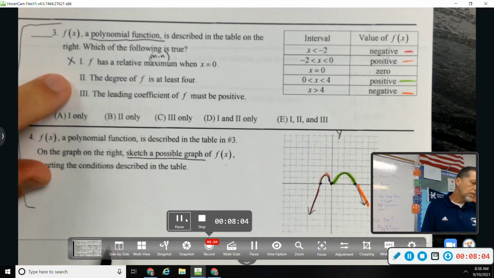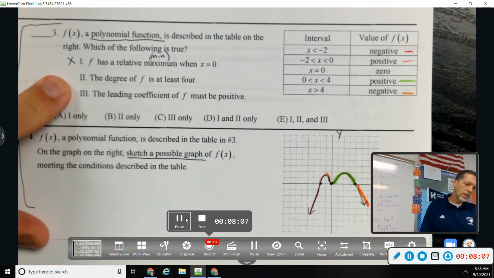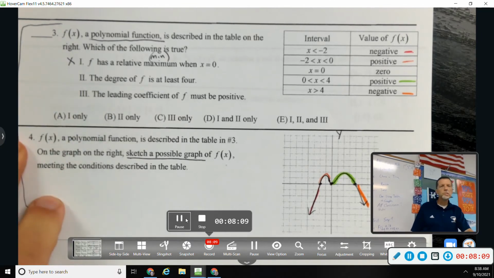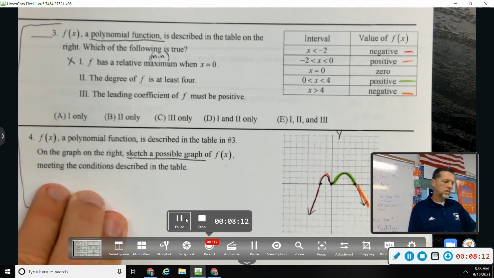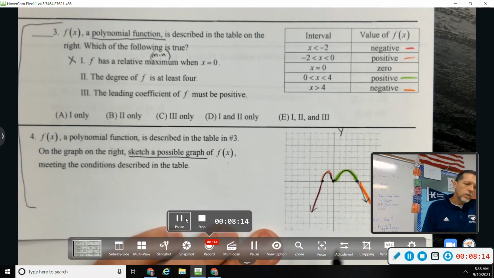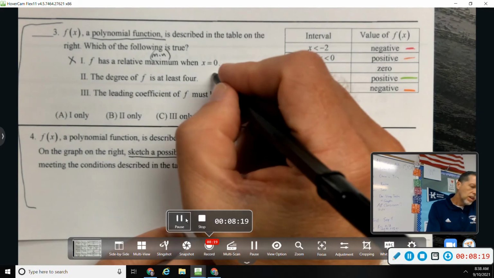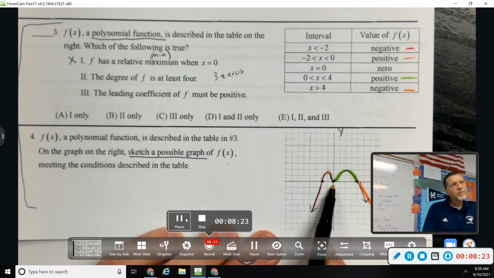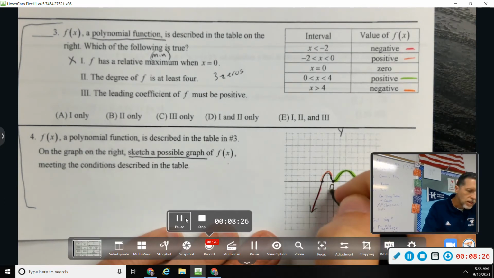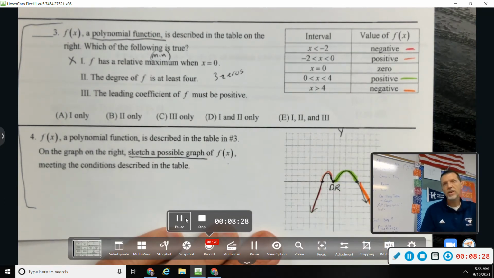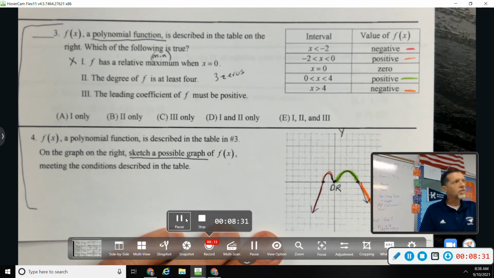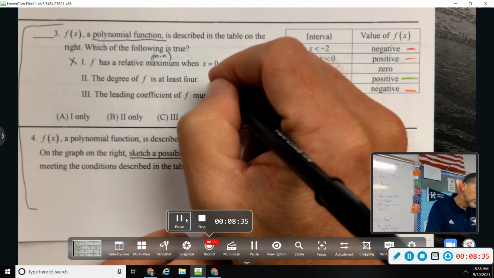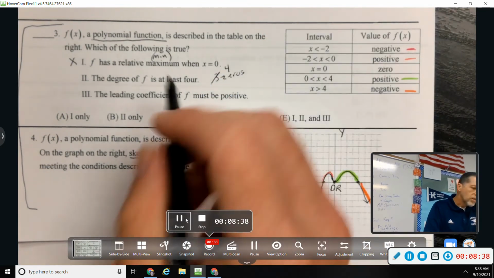The degree of f is at least 4. It's at least 4. How many zeros do we have? 3. Well, it kind of depends on how you count, because what's going on here? It could be a double. It's at least a double. I guess it could be a quadruple, or a 6 or an 8 or a 10. So 3 zeros, but one's a double, so I guess we should really say there's 4 zeros. So yeah, it's at least 4.